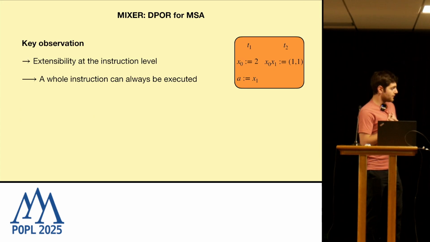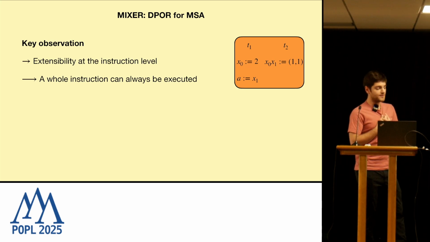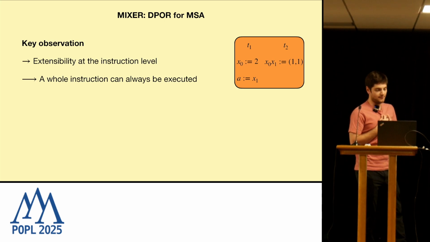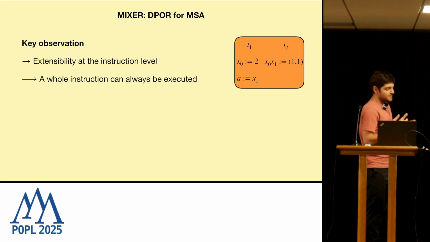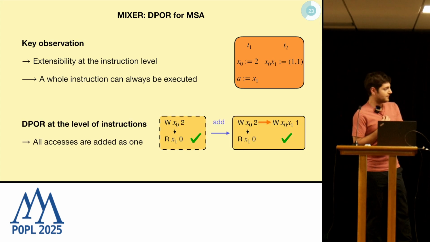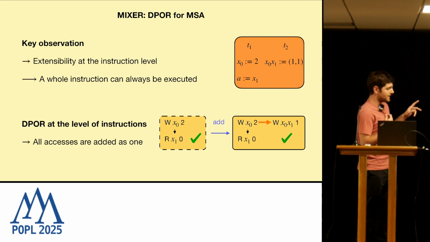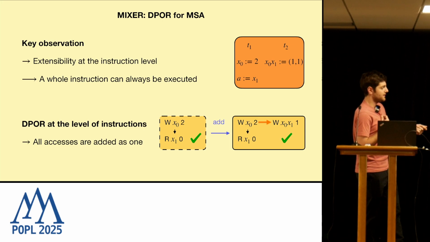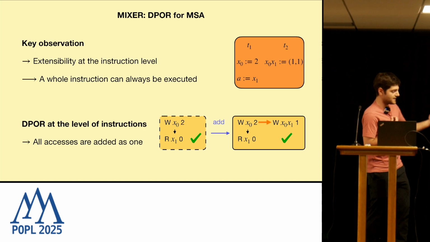So our solution, Mixer, works under the following observation: yes, you don't have extensibility at the access level, but you can still assume extensibility at the instruction level. So what this means is that you're not executing instructions halfway, with only some accesses; you can fully execute one instruction at each point. So before you would have executed the first thread only, and now one thing you can do is just add the missing instruction in the order after the first thread. And this means that the first graph is extensible.